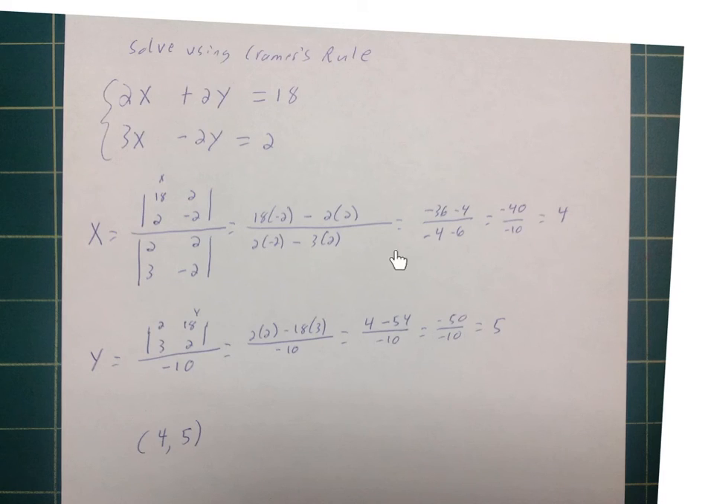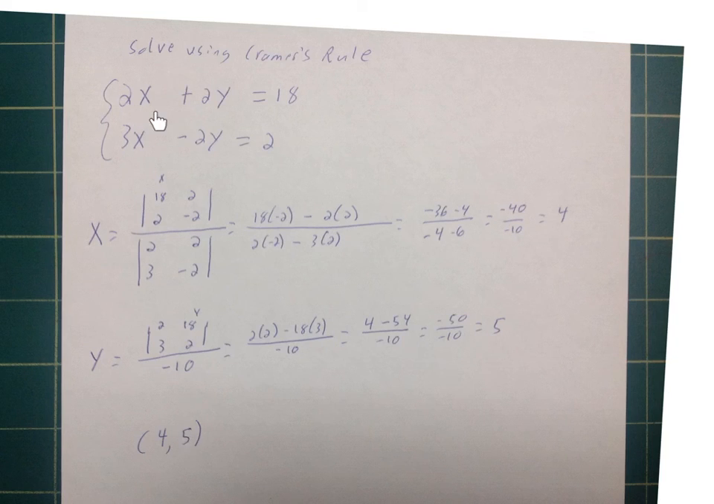The denominator came out to be negative 10. You don't have to rework that part, but here, this product minus the other product works out to negative 50. That quotient is 5. So the solution is 4 and 5.